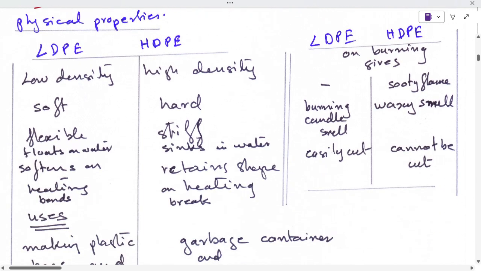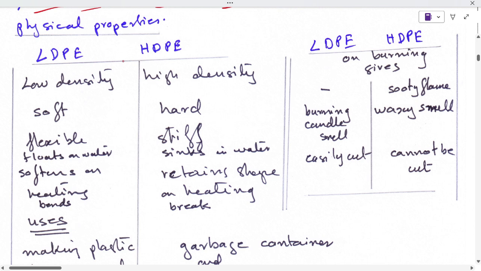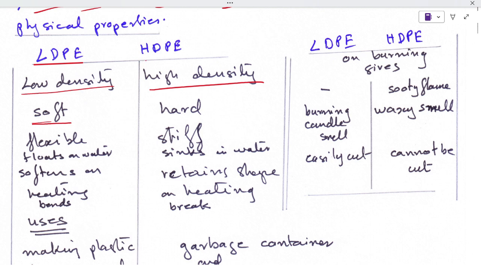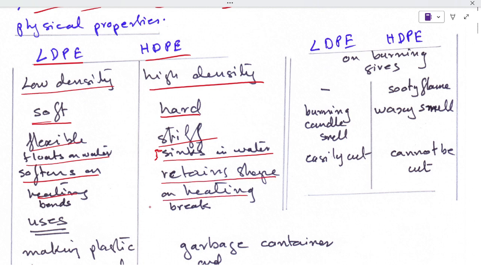Now the physical properties. As the name suggests, low density polyethene has low density. HDPE has high density. LDPE is soft, HDPE is hard. LDPE is flexible, HDPE is stiff. LDPE floats on water, whereas HDPE sinks in water. LDPE softens on heating, whereas HDPE retains its shape on heating. The bonds do not break.